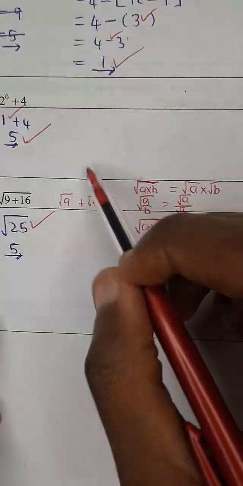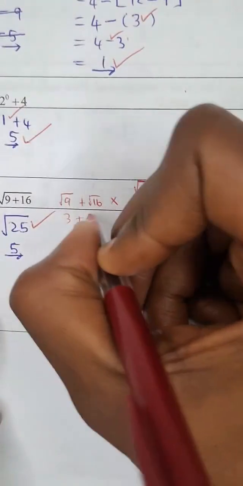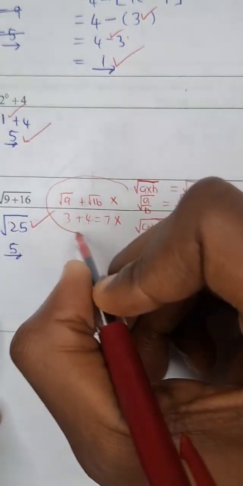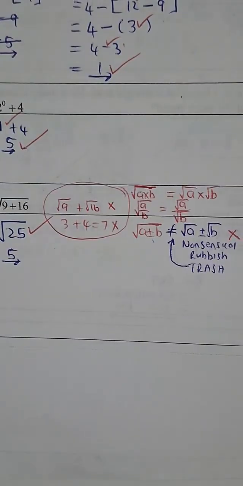So some of you may have done this. What you get is 3 plus 4. Can't be. It's wrong. Can't be.